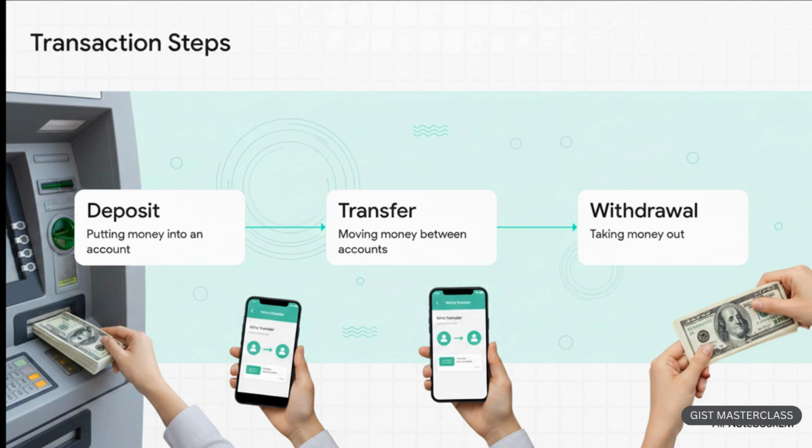Later on, you might initiate a transfer, actively moving that money between, say, your checking and savings. And finally, when you actually need cash for the weekend, you'll see a debit pop up on your screen, resulting in a withdrawal, which is the physical act of taking that cash right out of the machine.